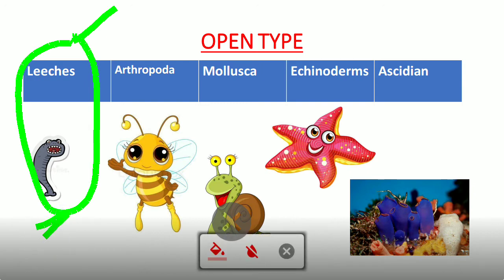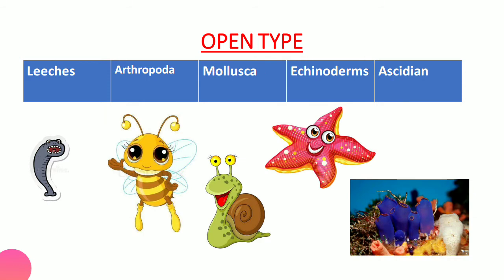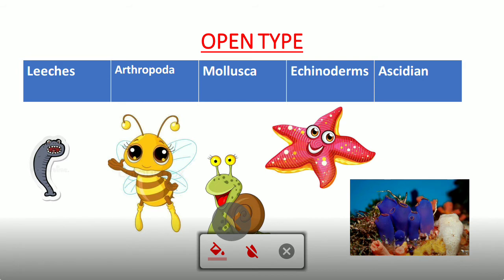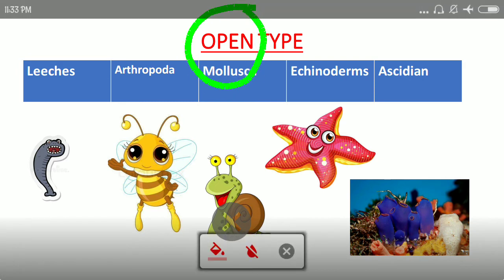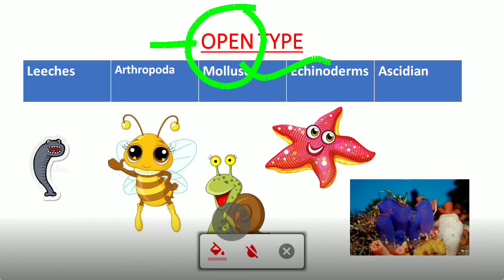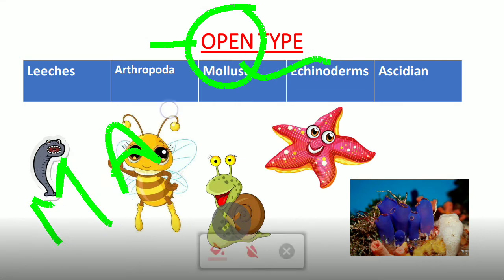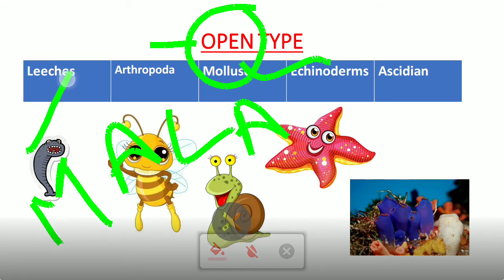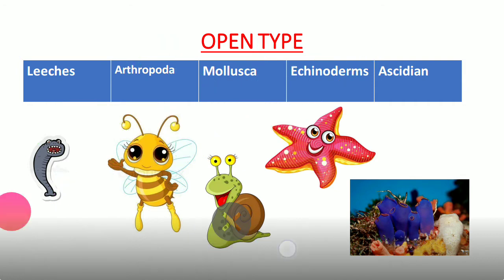Now coming to one more phylum, mollusca. In mollusca, all animals have an open type of circulatory system, but only one class, cephalopoda, which includes the octopus, has a closed type. So you understood the exceptions: the whole phylum Annelida is closed, and only the leeches are open. Now one trick: you can learn the open type like this, "open mala". O means open, E means echinoderm, and in mala, M is for mollusca, A for arthropoda, L for leeches, A for ascidia. Now it is easy to learn.